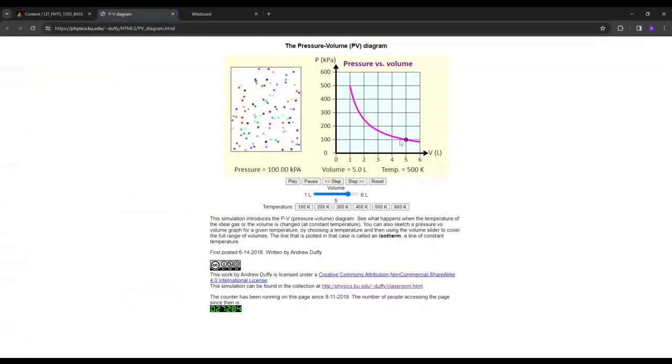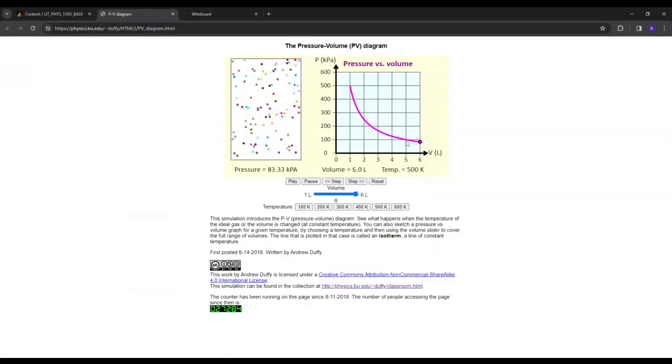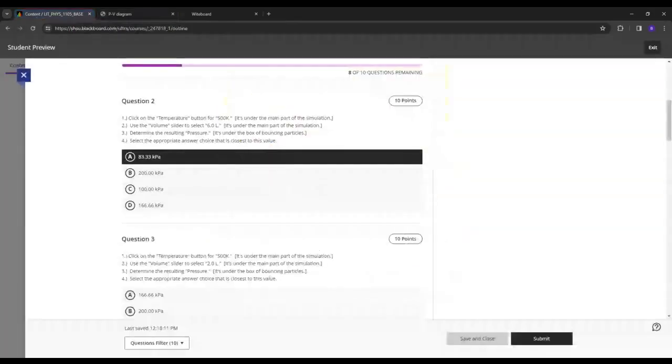You can also use the isotherm. We've got the curve for this, so technically I've already spoiled the answer. But let's adjust and look. We go to here. The pressure drops as there's more room. Again, we can also estimate 500 divided by 6 gives us 83.33 here. That all seems to match what we expected.